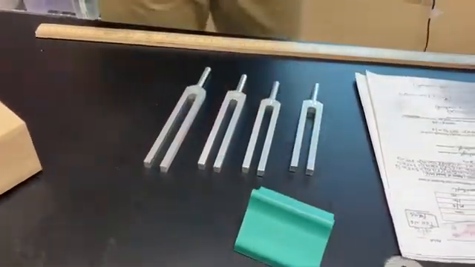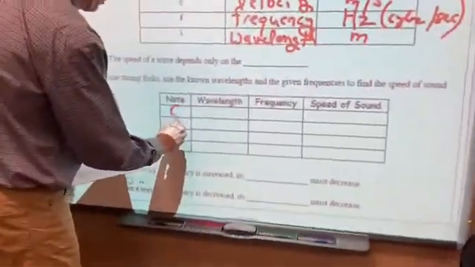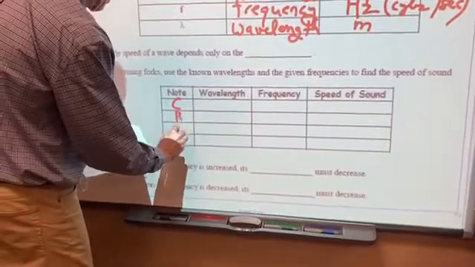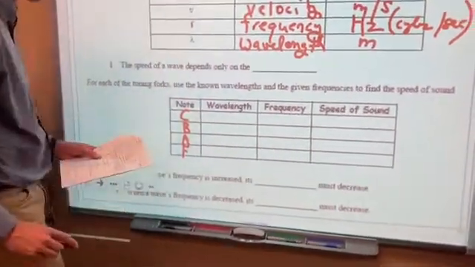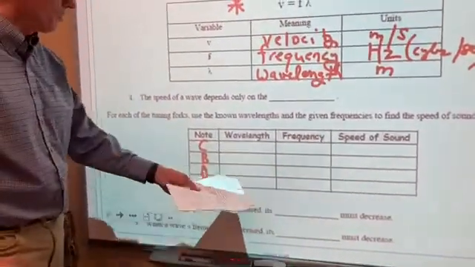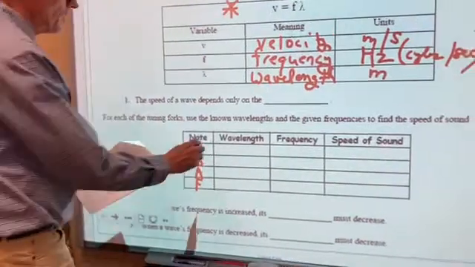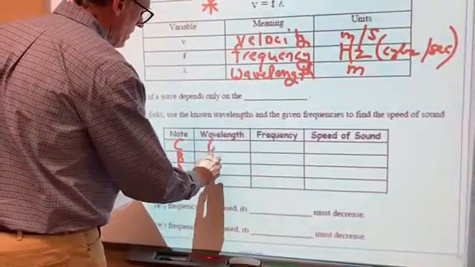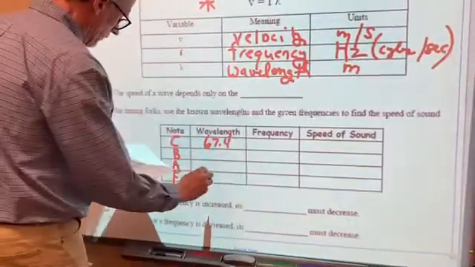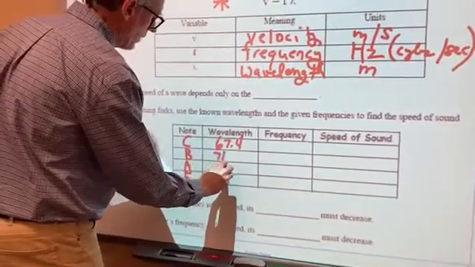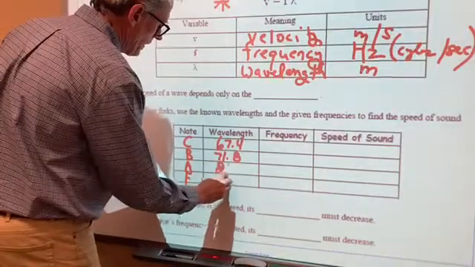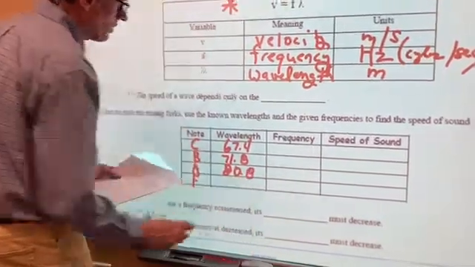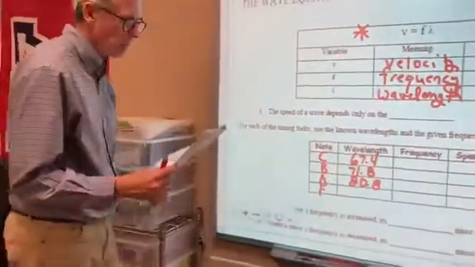Let me write down some information that you need. The note is C, this is B, this is A, and this is F. I want you to go find the wavelength for these. Well, I'll give you the first 3. How about that? I'll be nice. 67.4 is the wavelength for the first one. 71.8 is the wavelength for the second one. And 80.8 is the wavelength for the third. I'm not going to give you F. I'm going to have you find that.